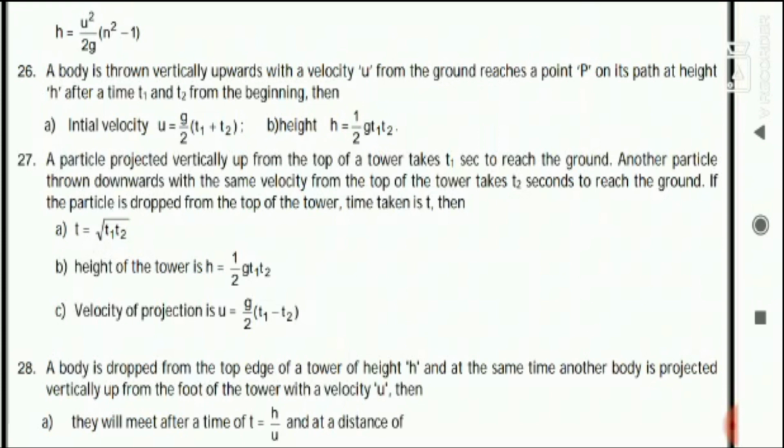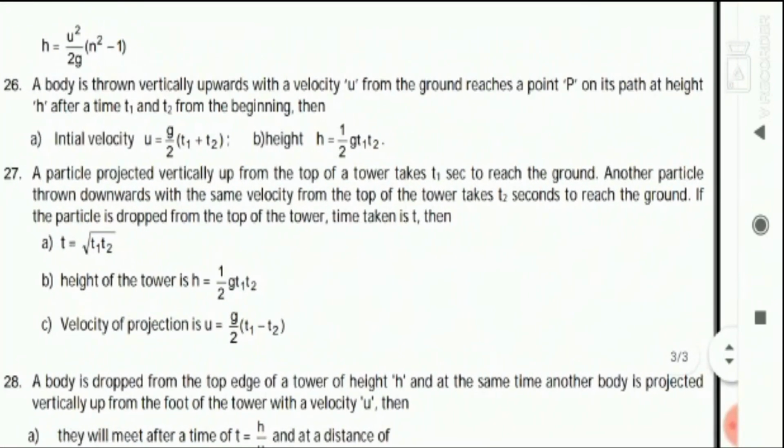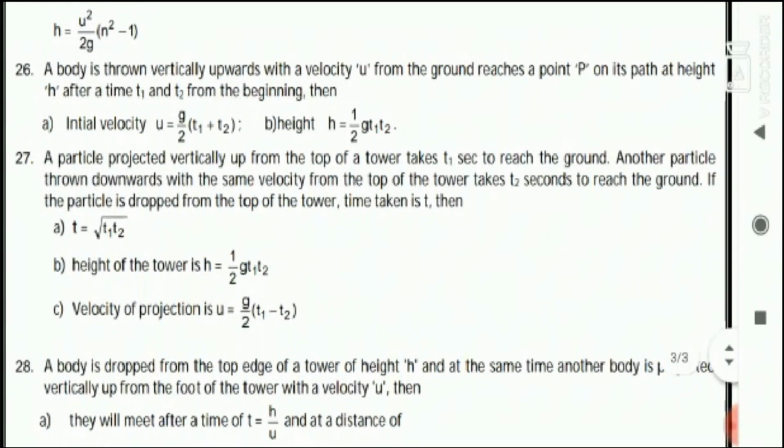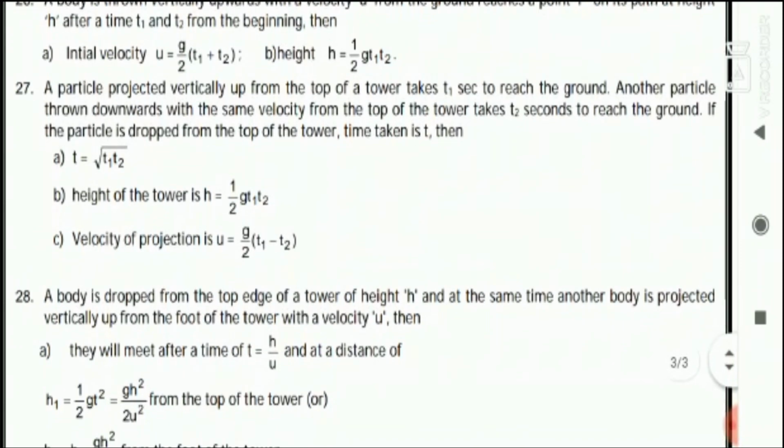So a body is thrown vertically upwards with a velocity u from the ground and reaches a point P on its path at a height h after times t1 and t2 from the beginning. It means that while going up, it crosses point P, then it goes up, and when it is returning back, once again it crosses point P at time t2. Both are taken from the beginning only. In that case, to find the initial velocity or height, you can use these formulae.